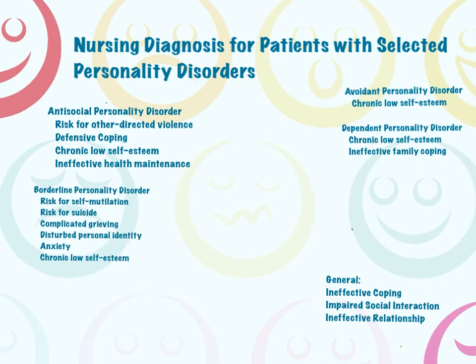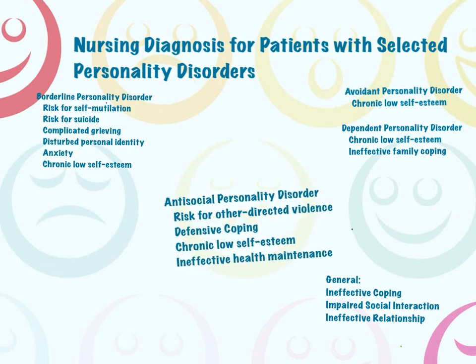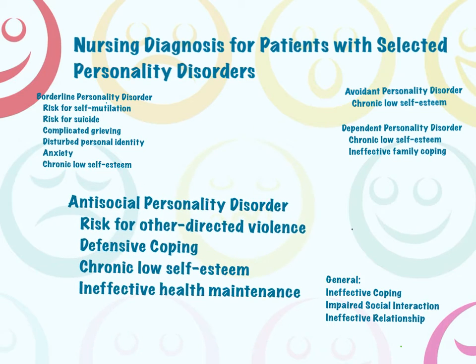Now, for specific personality disorders, again, we're going to go with things that you're more likely to see in the healthcare setting. Antisocial personality disorder, when you have somebody who has these traits, your priority diagnosis is usually going to be a risk for other-directed violence. Your priority is always going to be to keep yourself, your patient, and other people safe. So if this person has tendencies towards sexual, physical, or any other type of violence, you are definitely going to want to make a nursing plan that addresses that.